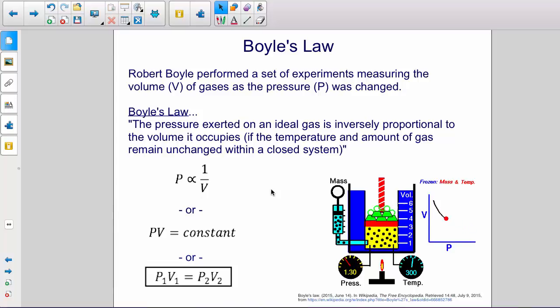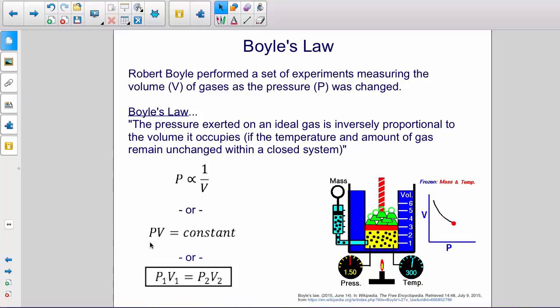the volume it occupies. That is, as long as the temperature and the amount of gas remain unchanged within the system. So we can write it in three different ways. First of all, we could say pressure is inversely proportional to volume. P is proportional to 1 over V. Or we can also write it that pressure times volume is a constant.